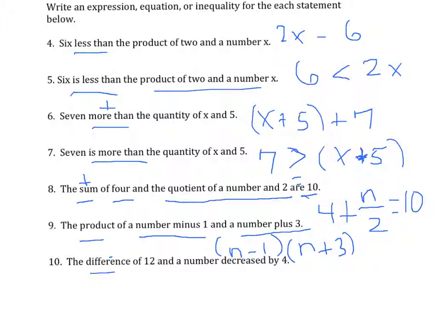The difference also means subtraction. On difference, decreased by, it's not like less than. You don't have to switch the order. You just state them in the order that they show, because it's just stating the difference of those two numbers in that order. The difference of 12 and a number decreased by 4. So the difference of 12 is the first thing, and a number decreased by 4. So it's going to be 12 minus the quantity of n minus 4.